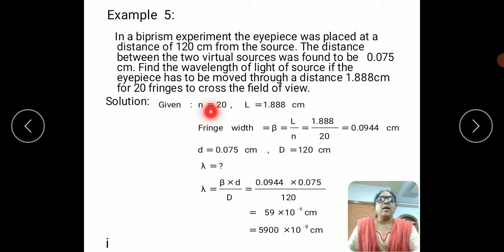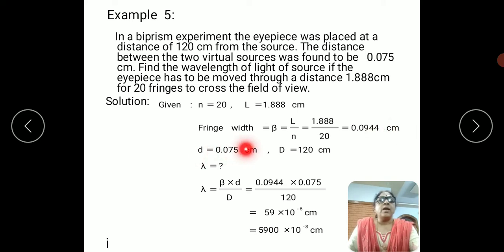So here we have N equal to 20 fringes, and the length of the 20 fringes is equal to 1.888 centimeter. Then the fringe width beta is equal to L by N, which is 1.888 divided by 20. So it becomes 0.0944 centimeter.